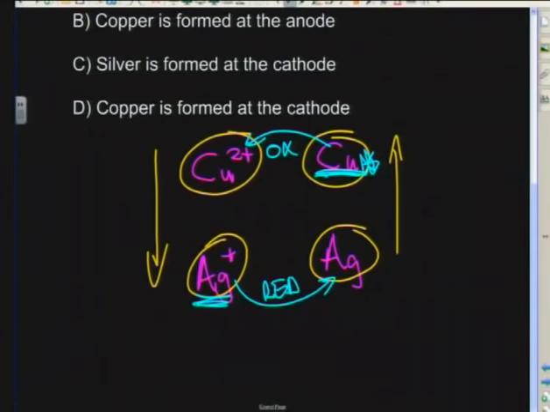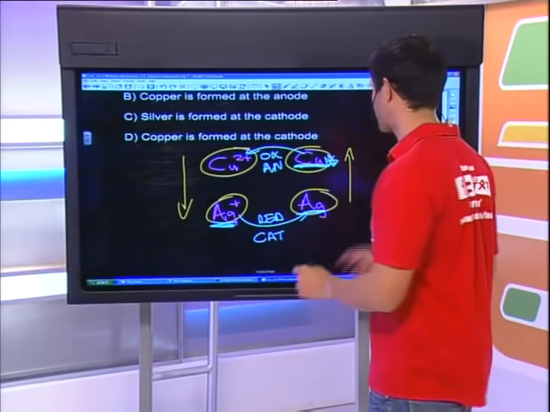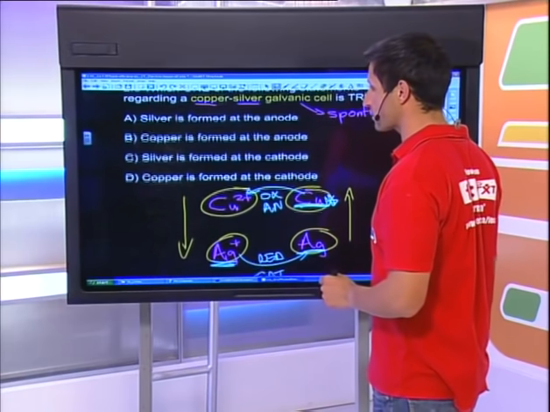Now remember that reduction takes place at the cathode and oxidation at the anode. So what do I know? Copper 2+ is made at the anode. What am I making at the cathode? I'm making some silver metal. There it is, and that's my answer. So let's take a look at my potential answers over here.